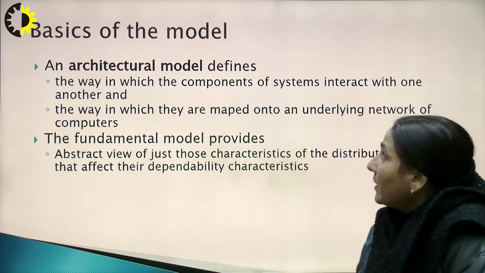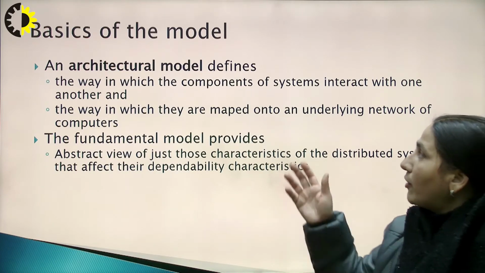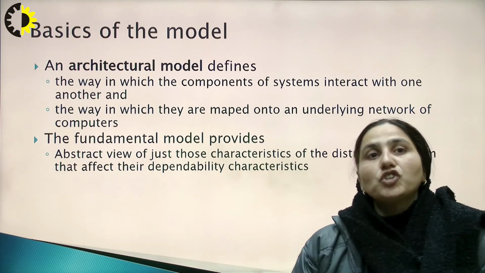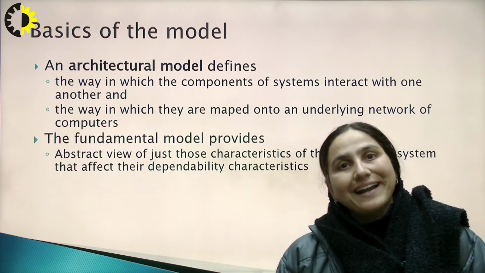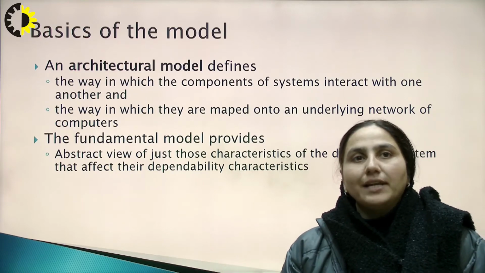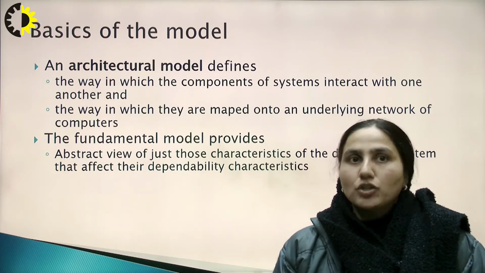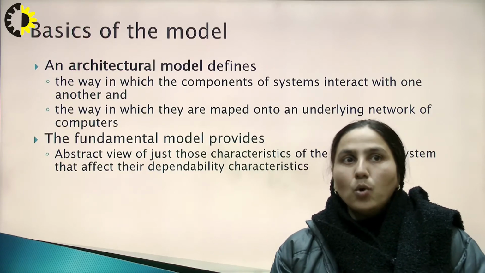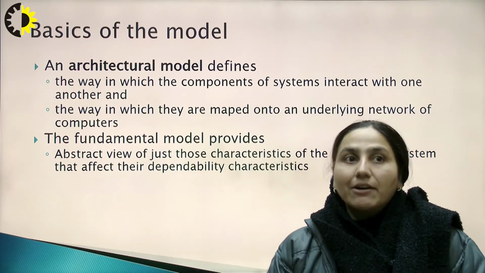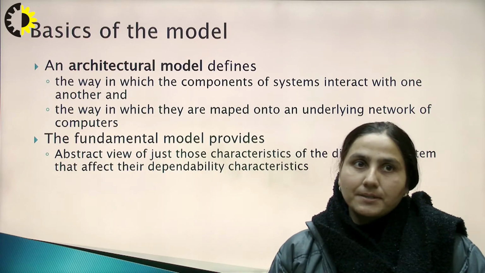Now, let us start with the basics of the model. Initially, as I told you, is the architectural model. What do we understand by this? It defines the way in which the components of the system interact with one another. As is clear from the word itself, it describes the architecture of the system: how the components of the system interact with one another, and the way in which they are mapped onto an underlying network of computers.